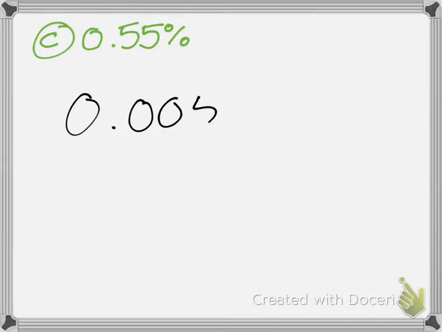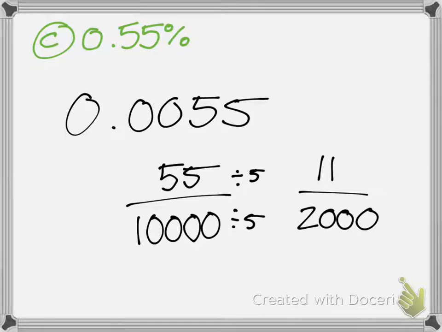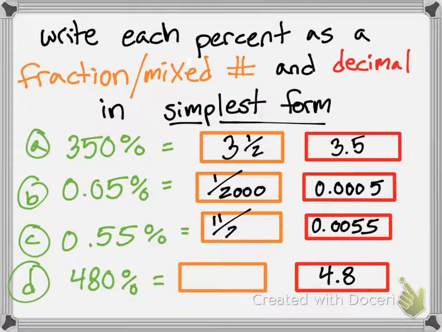Let's look at this next one. We got 0.0055. What is that as an initial fraction, Nathan? Yes, Nathan, 55 over 10,000. So now we need to simplify. Perfect. So their greatest common factor is still 5. And we get 11 over 2,000. And 11's prime. We can't simplify it anymore. So I get 11 over 2,000.